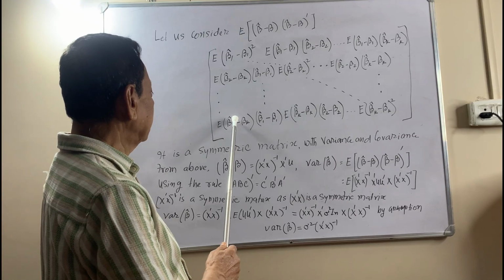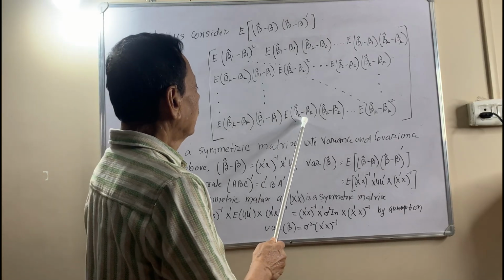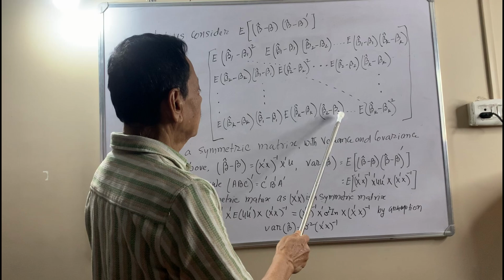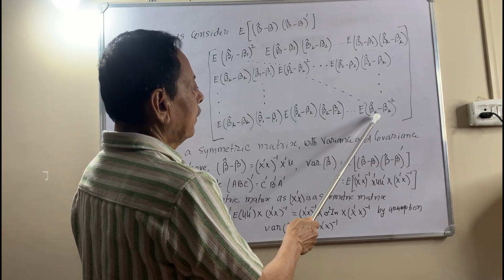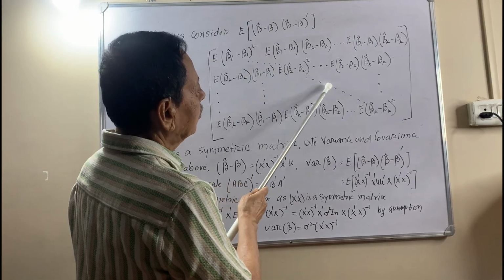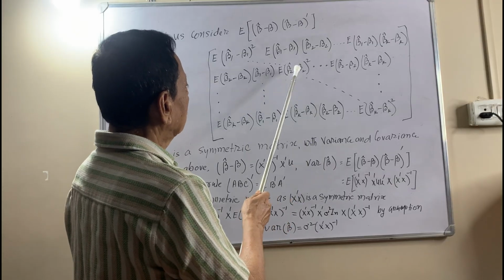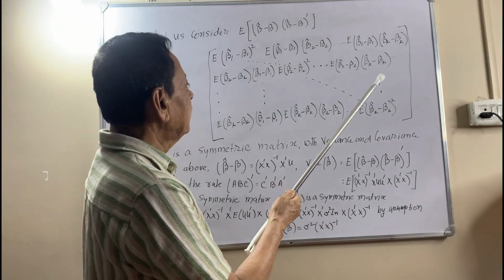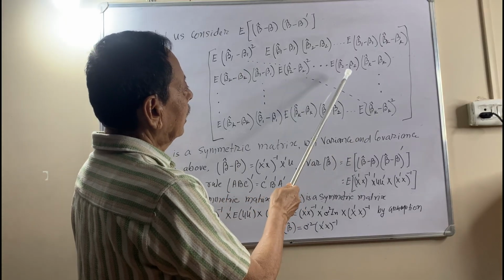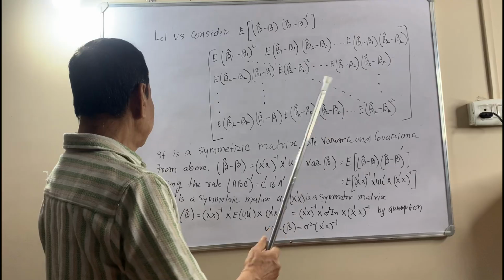Then last will be beta k estimated minus beta k and beta 1 estimated minus beta 1. So the kth row again, this is for the second column, beta 2 hat minus beta 2, and so on up to expected beta k minus beta k square. So the square figure in the diagonal represents the variance, and the off-diagonal elements, towards the right and towards the left, above and below, are covariances. So it is a symmetric matrix with variance and covariance.